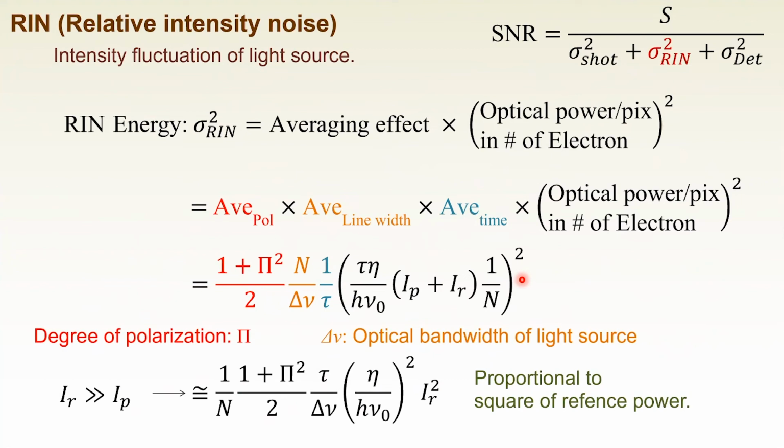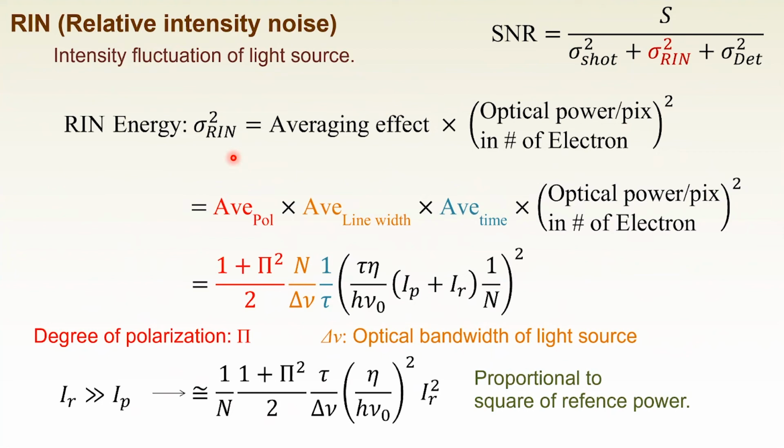RIN has a slightly different property. RIN is defined as an intensity fluctuation of the light. Okay, intensity fluctuation. The amplitude of RIN is a fluctuation of the intensity, so the energy of RIN is the square of this, the square of intensity. Okay, that's the point. The dimension of RIN is the square of intensity. Intensity is the square of amplitude. For RIN, again, we need to square it.